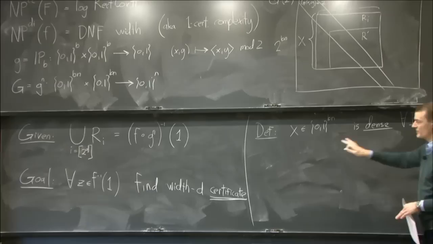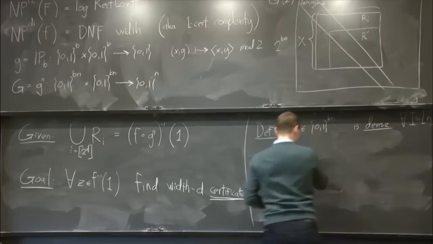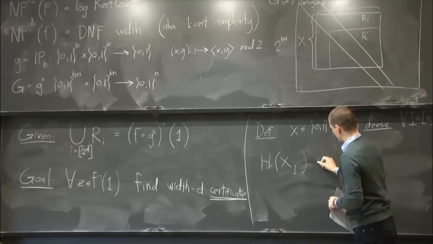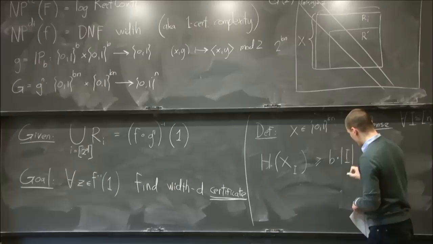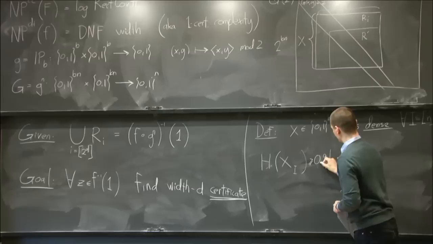How much entropy could the projection onto A have? The maximum possible is just the number of bits there, which is b per block times how many blocks I'm considering. But the definition of dense is that I have at least almost all of this, so something like 0.9 of the maximum possible entropy.